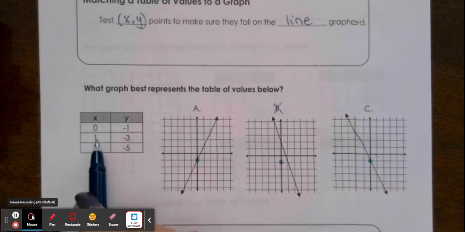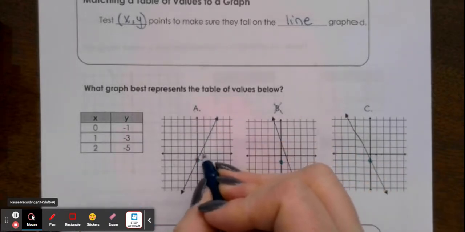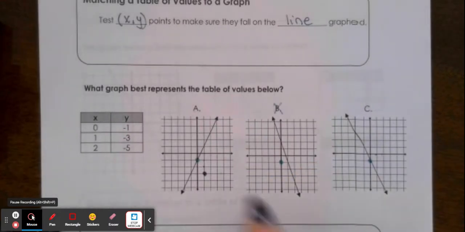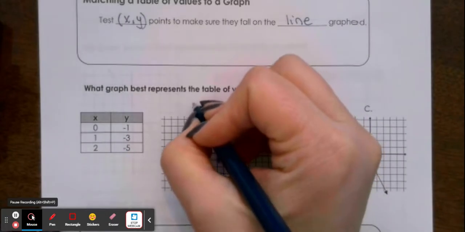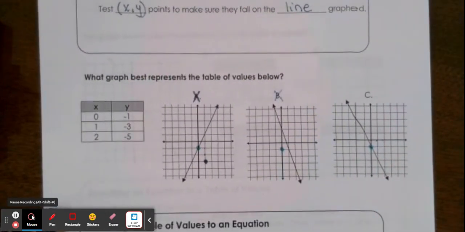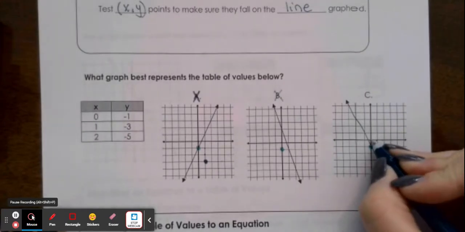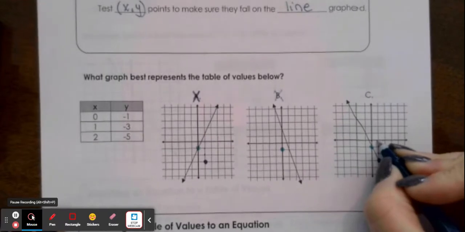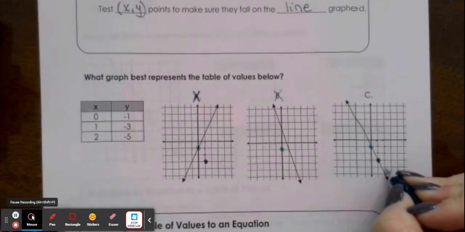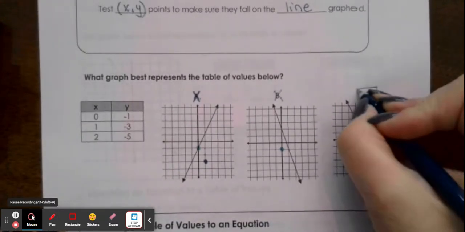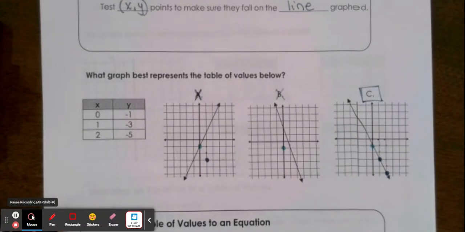Let's look at our next point. I have 1, start at the origin, and go down, -1, 2, 3. This clearly shows me that A does not represent that table of values. So I now know that C does, but let's just show that. If I start at the origin, 1, 1, 2, 3, and 2, 1, 2, 1, 2, 3, 4, 5. So you can clearly see that these 3 points do match that line.